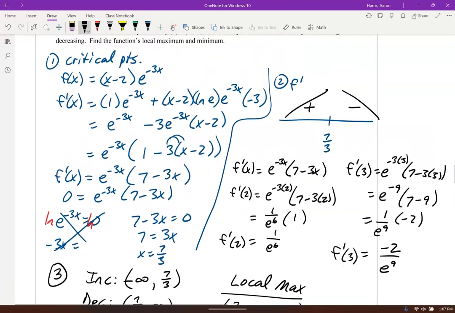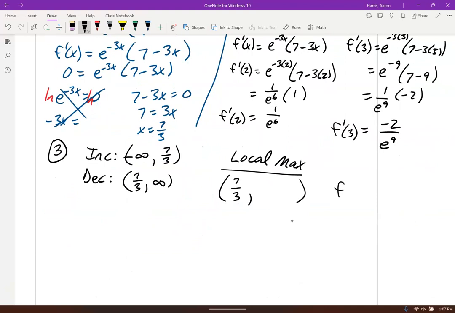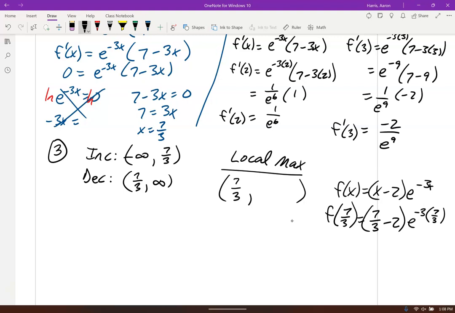Where's my original at? x minus 2 times e to the negative 3x. So I throw the 7/3 in again. This is into the original function, right? I'm trying to find the local max or min of the original function. So I got 7/3 minus 6/3 is 1/3. E to the negative 21 over 3, or e to the negative 7. So I got 1 over 3 e to the 7th. Whatever that value is, right?